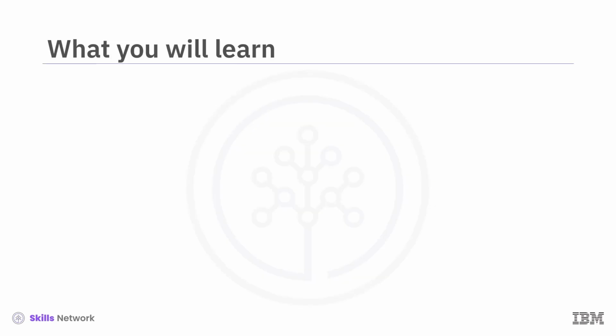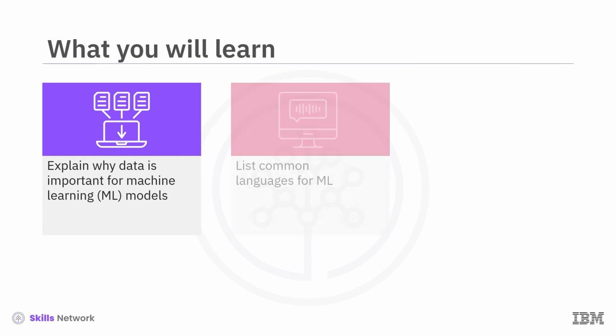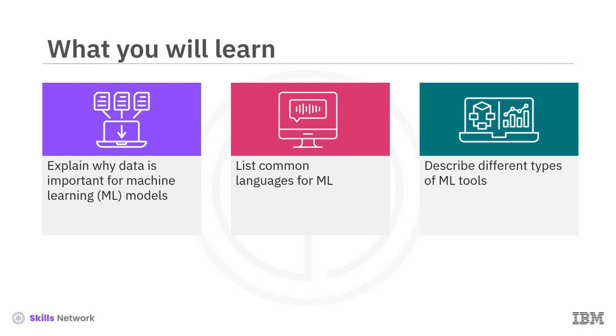After watching this video, you will be able to explain why data is essential for machine learning models. You'll also be able to list common languages for machine learning. Finally, you'll be able to describe tools for data processing and analytics, data visualization, machine learning, deep learning, computer vision, natural language processing, or NLP, and generative artificial intelligence, or AI.